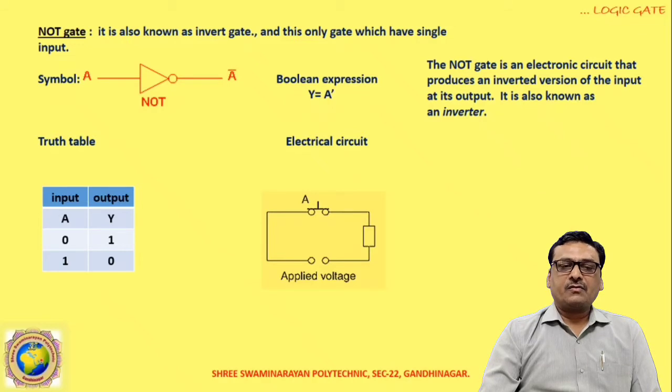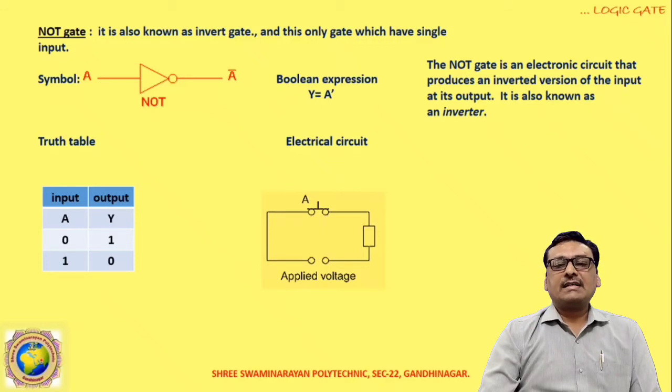Here I show it in terms of an electric circuit, where A is the switch. This switch has 2 possibilities, on and off. The off condition is called 0, and the on condition means 1. When the switch is closed and voltage is applied, the bulb will be off, which means 0 is available at the output. And when the switch is open, the bulb is on, so 1 is available. So this is the electrical circuit corresponding to the NOT gate.